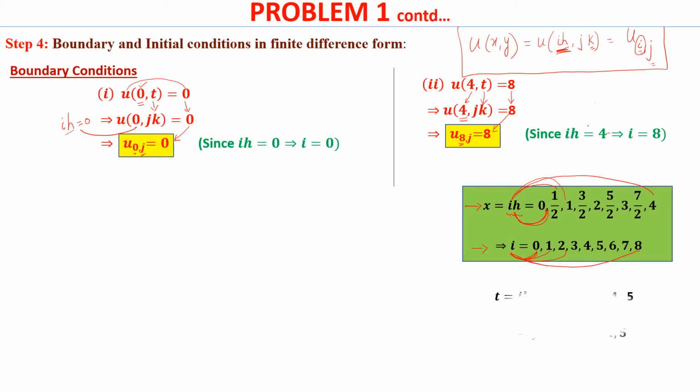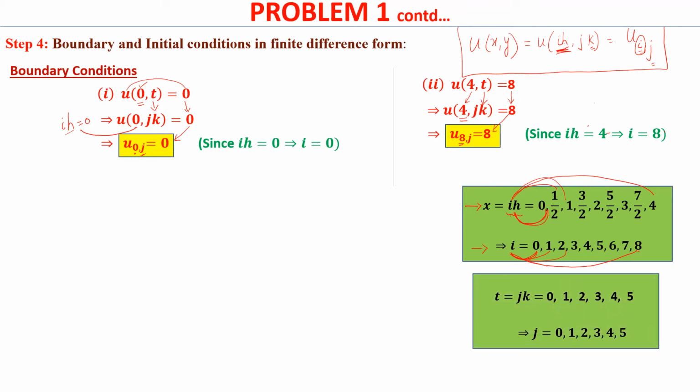Let us now look at the initial condition, but before doing that, let us write down what were the values of t and j from step 3. So this green box is giving you the new values. So what is the value of t, which is jk? It's the same because k value is 1. So when dividing by 1, you got back the same. So what does this mean? When jk is equal to 0, j is 0. When jk is equal to 1, then j is 1. Similarly for the others. Let us now apply the similar concept for the initial condition.